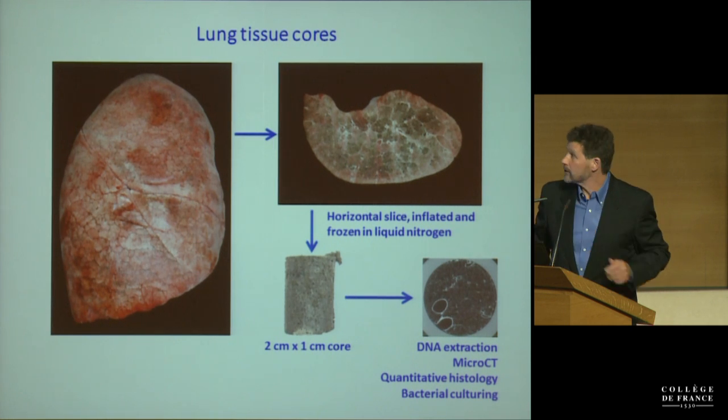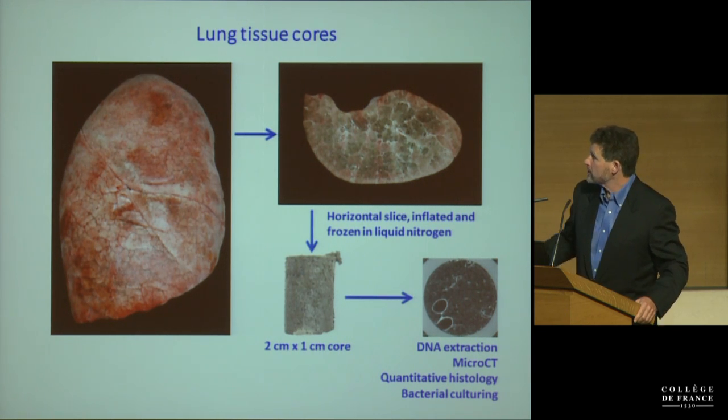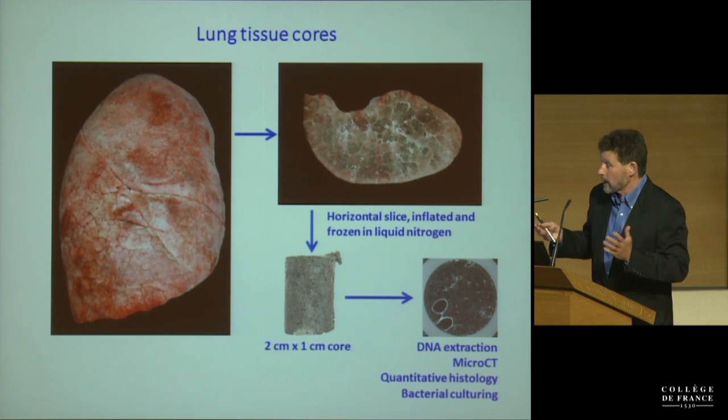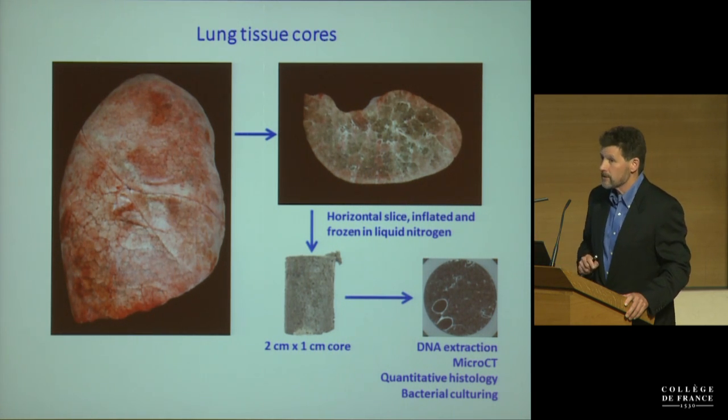For the work that I'm going to talk about, we had the good fortune to have access to lung tissue samples for our analyses. Basically, my colleagues would receive explant lungs and inflate them and freeze them in liquid nitrogen. Then those lungs would be sliced horizontally to form flat slices, which could then be cored. And these cores could then be used for a number of different analyses, including DNA extraction for microbial community analysis, micro-CT analysis of structure, quantitative histology, and bacterial culturing.